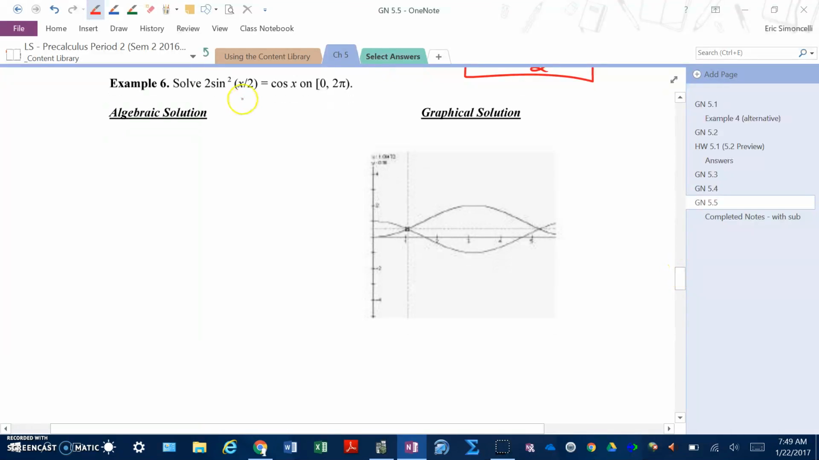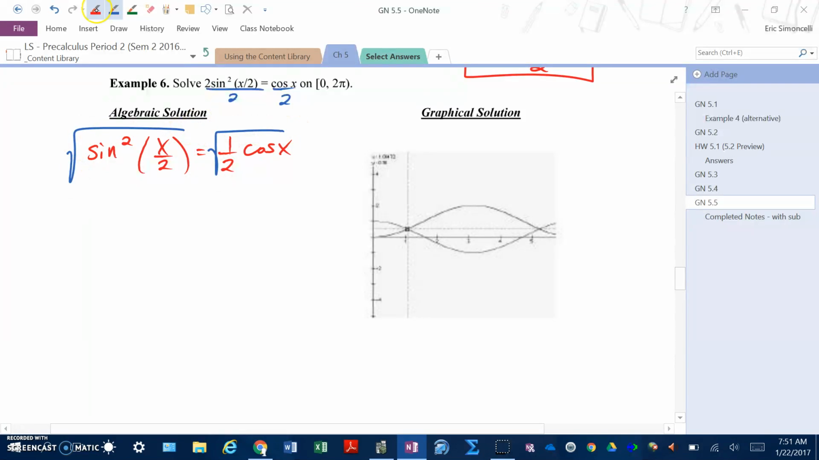Solve 2 sine squared of x over 2 equals cosine of x on the interval 0 to 2 pi. So what I'll go ahead and do in my first step is simply divide by 2. And that's going to quite nicely lead to the following. I'll have sine squared of x over 2 equals 1/2 cosine of x. Because I do want to get this down to either sine or cosine, I'm going to go ahead and square root both sides. And in doing so, that leads to the sine of x over 2, and that equals plus or minus the square root of 1/2 cosine x.